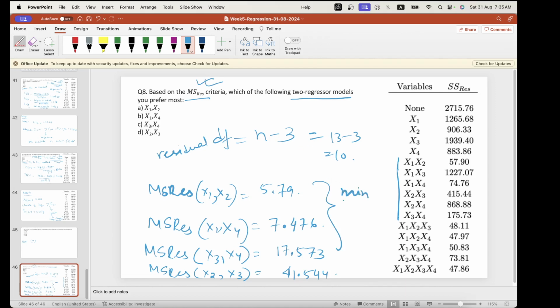Okay, so based on this, if MS residual is the criteria, we want to reduce the MS residual. So then we have to select the minimum. So which one has minimum? Minimum is this thing, MS residual x1, x2. Therefore, we would prefer model A with x1, x2. So this is the preferred model, y equals beta naught plus beta 1 x1 plus beta 2 x2 plus epsilon. So this finally will be our most preferred model.